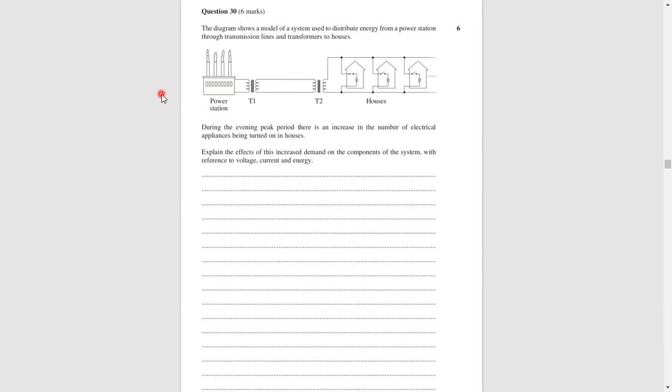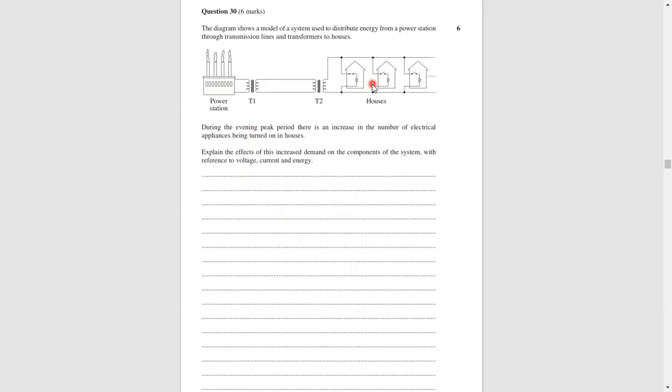So again, this might seem more a question related to the older syllabus from prior to 2019, but it's not impossible that they could ask you this question, I suppose. It is still relating to transformers and so forth. So they really want you to explain the increased demand on the components of the system with reference to voltage, current, and energy.